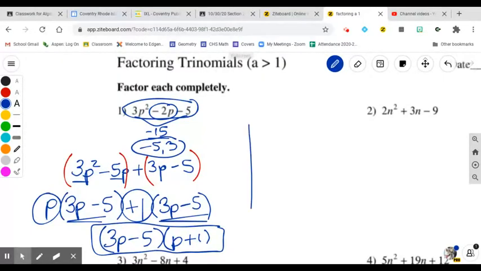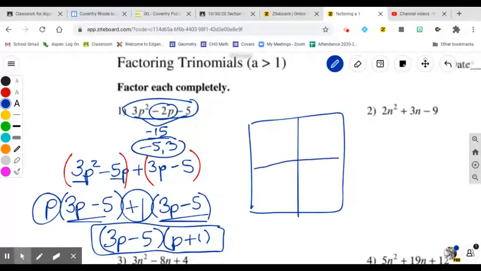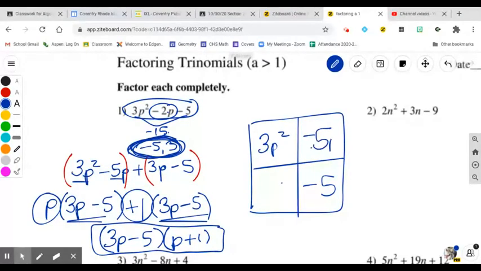Now, if you were going to do this with box method, you need a 2x2 box. Then your first term, 3p squared, goes in the top left. Your last term, negative 5, goes in the bottom right. And then remember, with box, you also multiply the first and the last and think about numbers that multiply to that and add to negative 2. So it's still going to be negative 5 and 3. You're going to write those here and here. So you could put negative 5p here and 3p here. It doesn't matter where you put them.